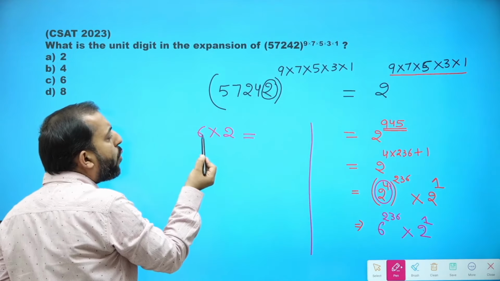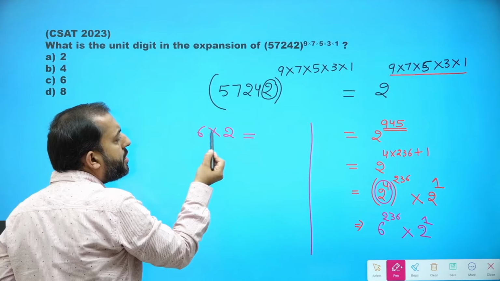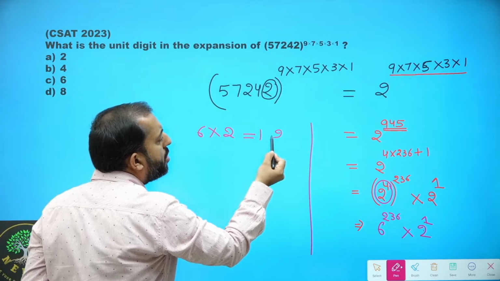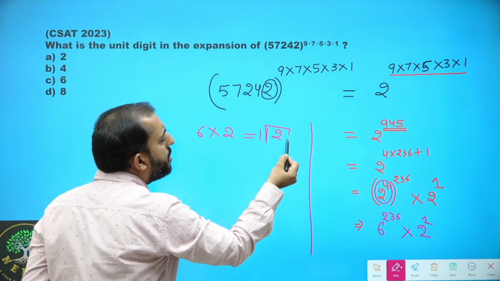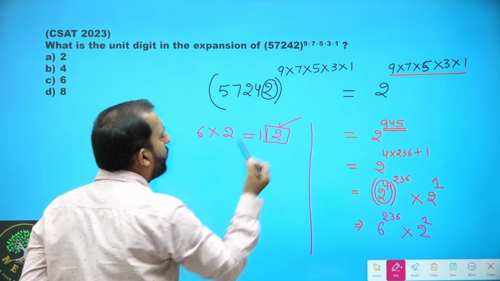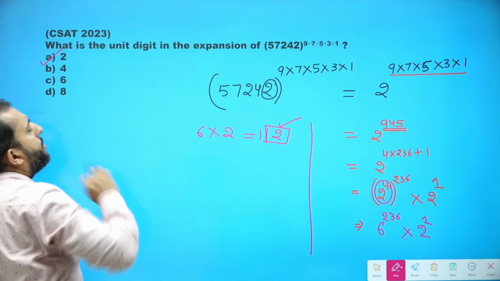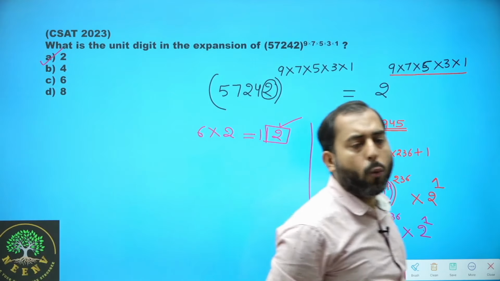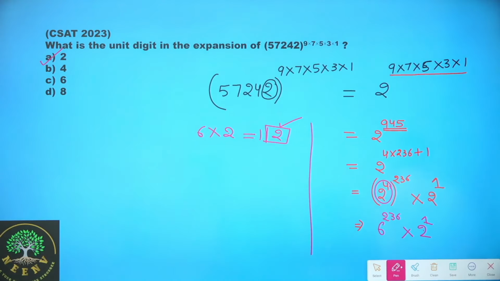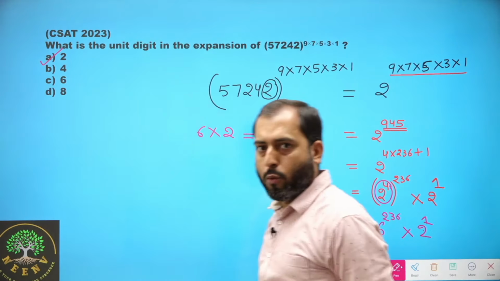And finally, what is 6 into 2? 6 into 2 is 12. So the unit digit of the result should be 2. Now kindly cross check. I hope you have understood it. Let's move on.